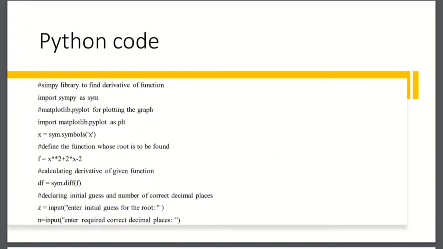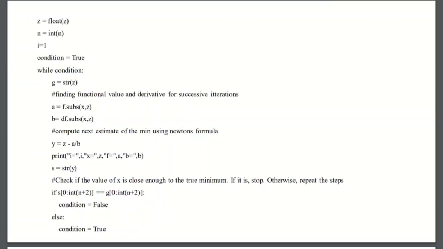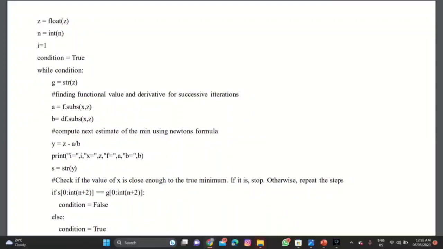Then the input of initial guess and number of correct decimal places is chosen. Initially i is equal to 1, while the condition is true, the guess is converted into a string for string slicing. Here a is found from substituting the value of initial guess in the function, and b is the derivative of the given function at a particular z value.